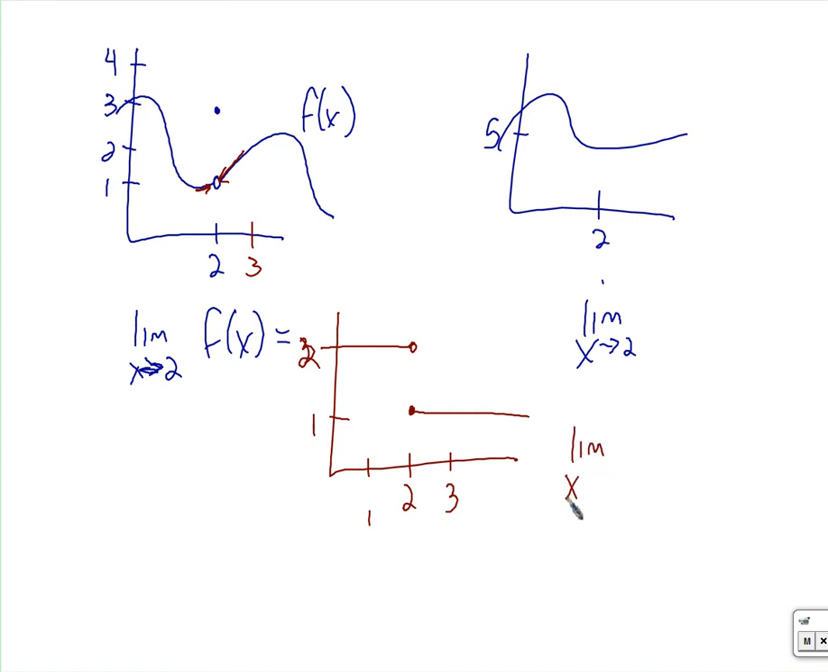What's the limit as x approaches 2? Why doesn't it exist? From the left it's approaching 2 and from the right it's approaching 1. I put in numbers that are closer and closer to 2, and I just keep getting numbers that are closer and closer to 2. If I put in numbers a little bit bigger than 2, I keep getting numbers a little bit bigger than 1. From here it's approaching 2 and from here it's approaching 1. Since they're not approaching the same y value, we have no limit. The limit does not exist.